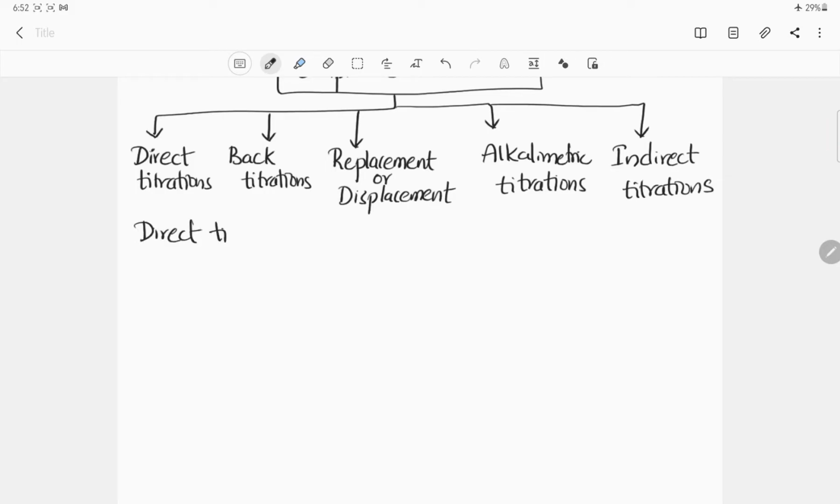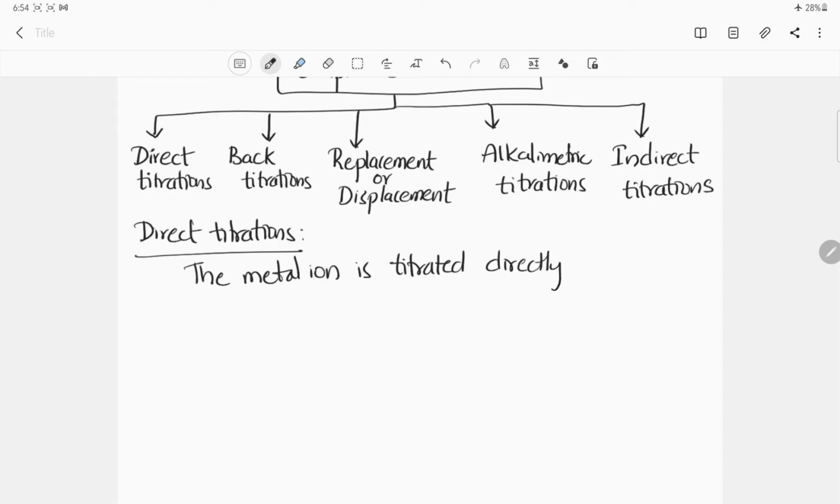Direct titrations. In direct titrations, the metal ion is titrated directly with the complexing agent, that is ligand.